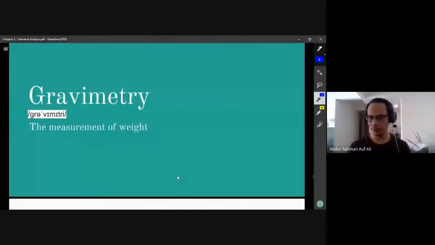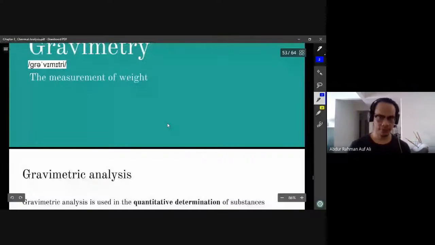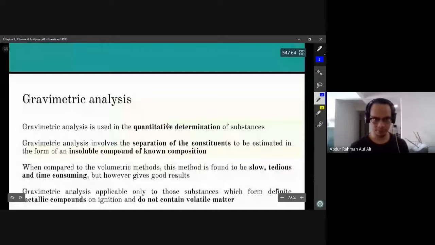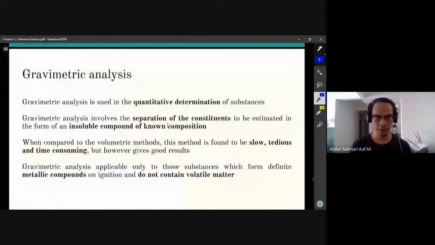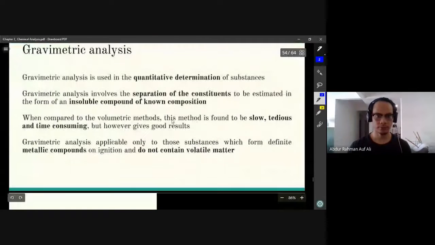So if you Google the word gravimetry, the definition is the measurement of weight. So there will be weighing involved in the steps of gravimetric analysis. So as a continuation, let me draw here.